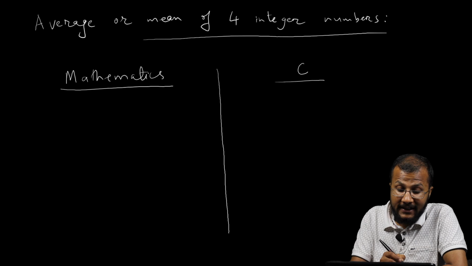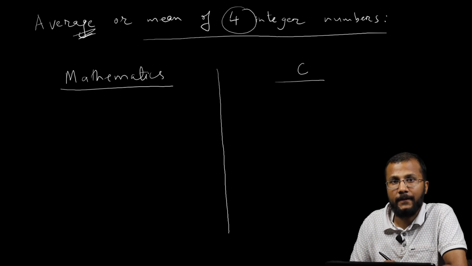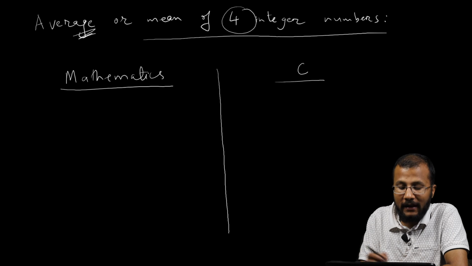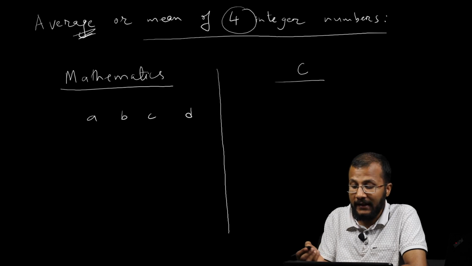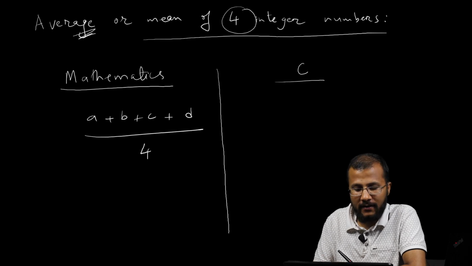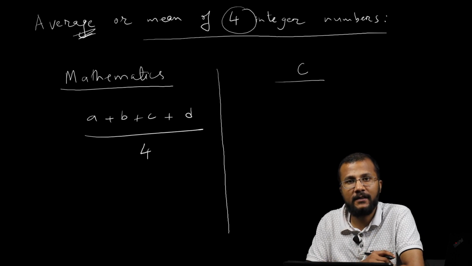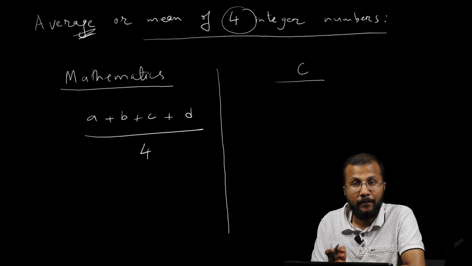Now let us try to write an expression to find the average of 4 integer numbers. So how do I do that in mathematics? Let's say my 4 integer numbers are a, b, c and d. How do I find the average? For finding the average, I need to add all these values together and then divide by 4. This will give me the average. Okay, so this is the expression that we write in math: a plus b plus c plus d by 4.